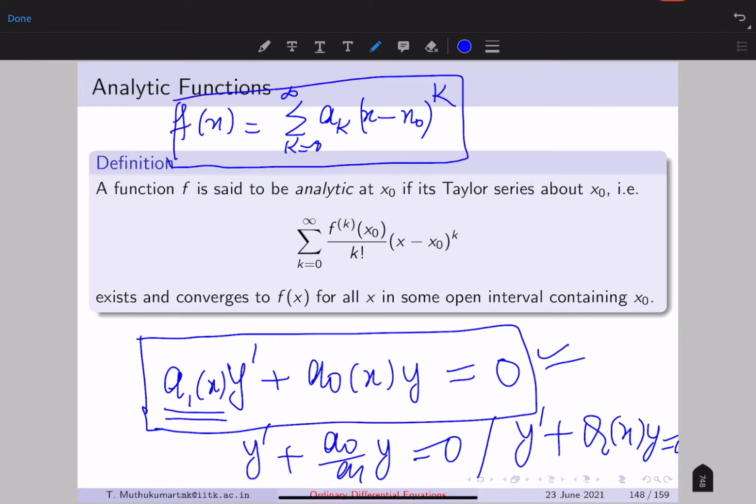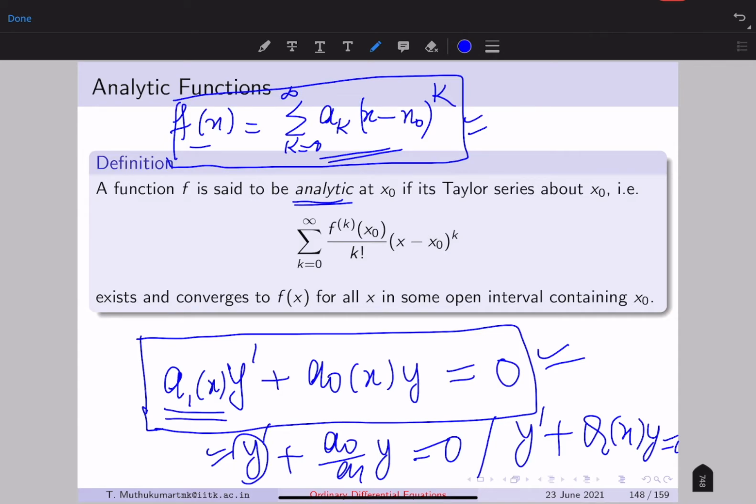Now we are going to take ODEs and seek power series solutions, that is, solutions which are of this form. Writing a function in this power series form has a special name in the real variable setup, which is called analyticity, like an analytic function. So what is an analytic function?